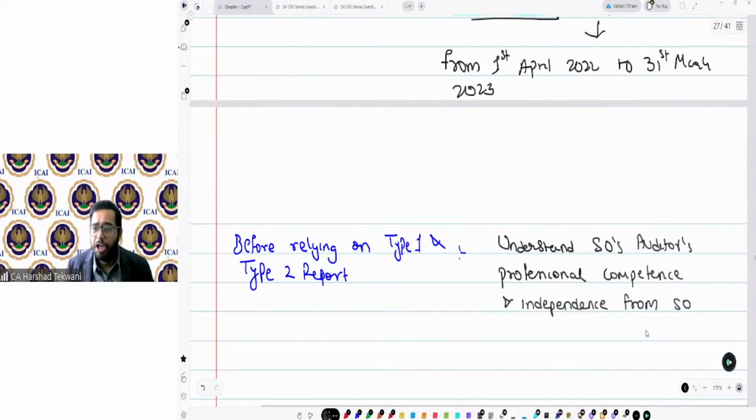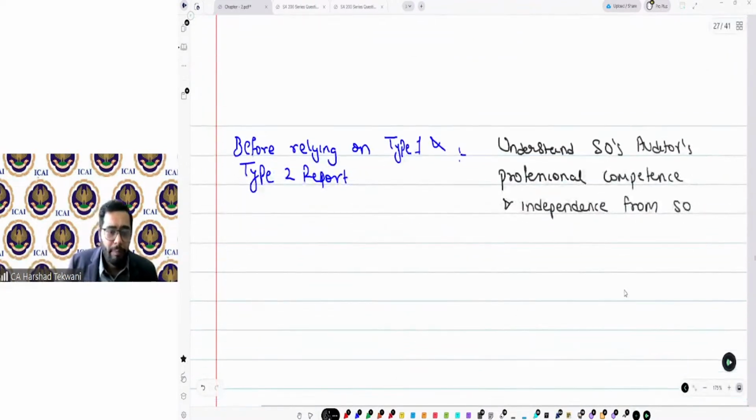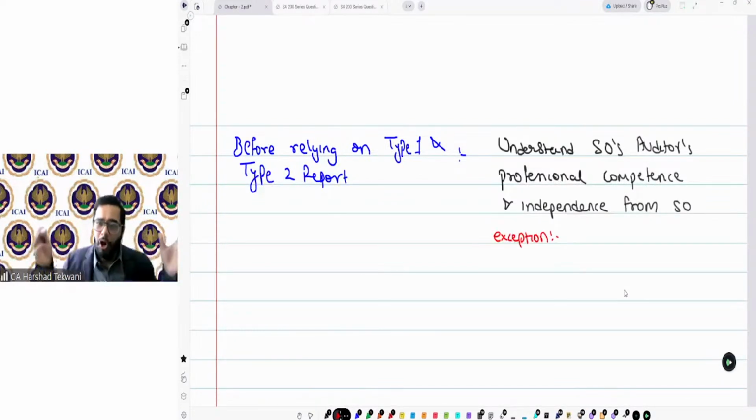It should not be the case that the auditor is part of the service organization, with no independence. An exception is if he is a CA from ICAI, because in that case we know there are many requirements, so we are fine with that. Exception is CA or member of ICAI. Otherwise, I need to understand.